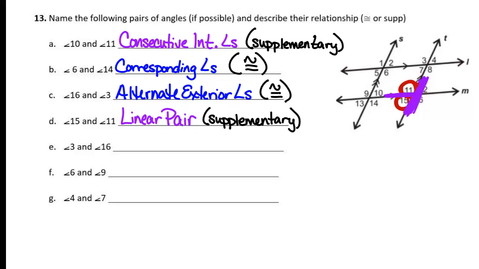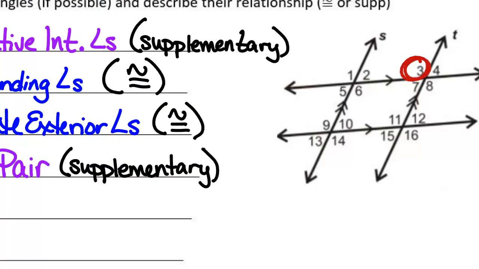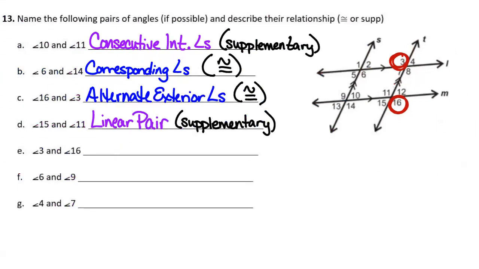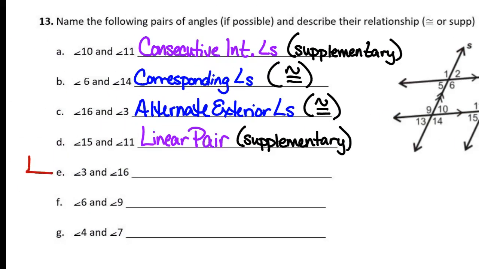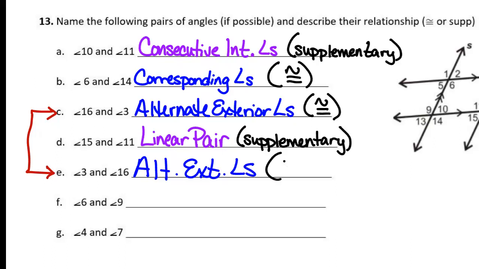Three and 16. I feel like we looked at this one already. 3 and 16. Did we talk about that one already? What did we say those were? Alternate exterior angles. We did that right there. So those would be congruent.